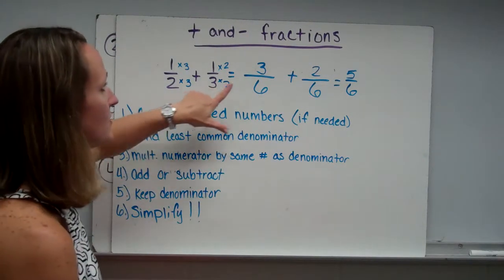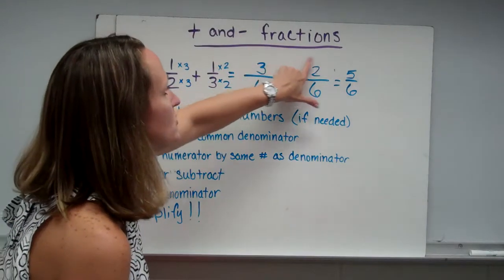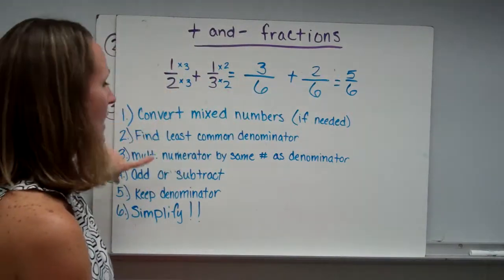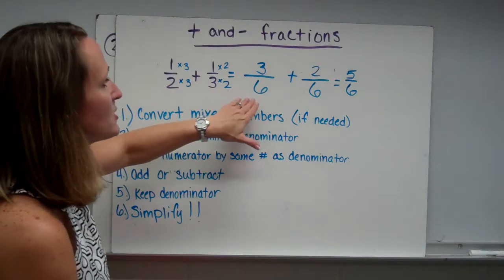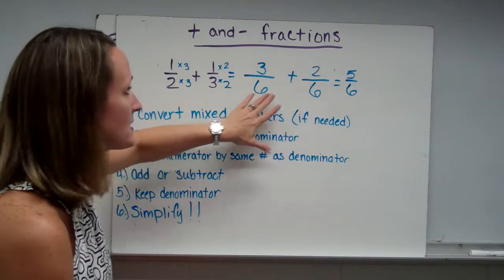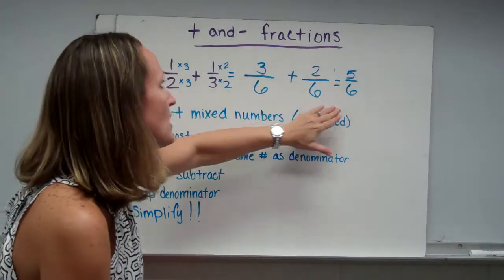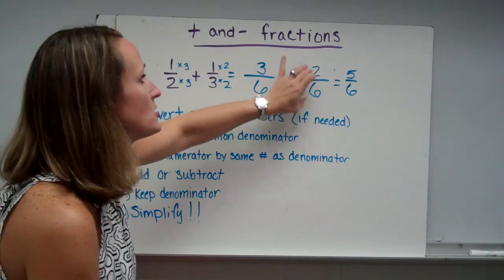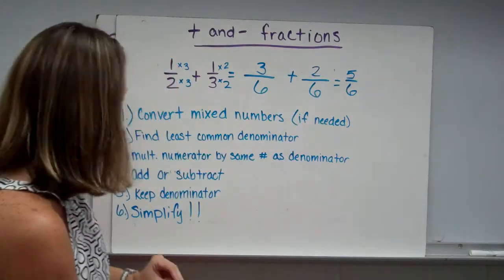In this case, I'm going to add. 3 plus 2 gives me 5. I'm going to keep my denominator. I do not add 6 plus 6, nor would I subtract 6 minus 6. My denominator just carries across. So 3/6 plus 2/6 is going to equal 5/6.